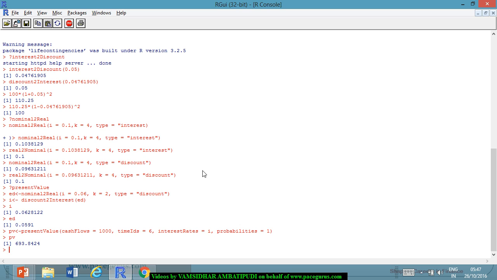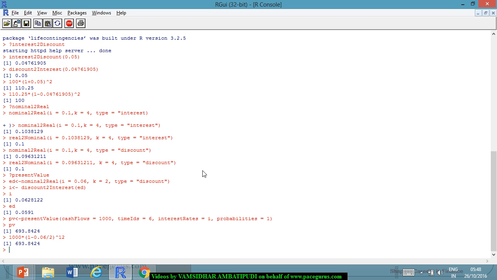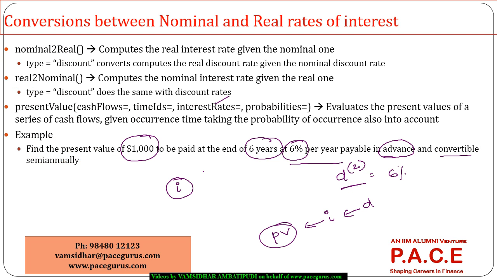So it's as good as I could have done 1000 into 1 minus of 0.06 by 2 to the power 6 periods. 2 compounding is done. So I could have done something like this. 2 into 6, 12. So making it 693. But yes, if I'm going in a streamlined fashion, it would be much more appropriate without any scope for errors in the calculations. Right?